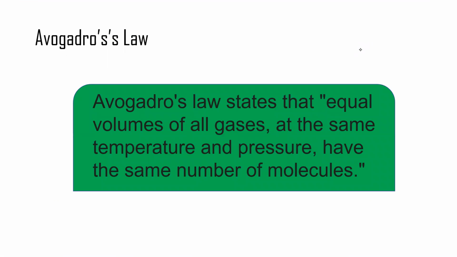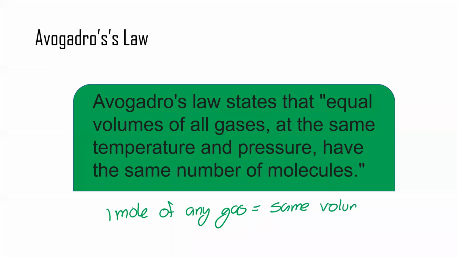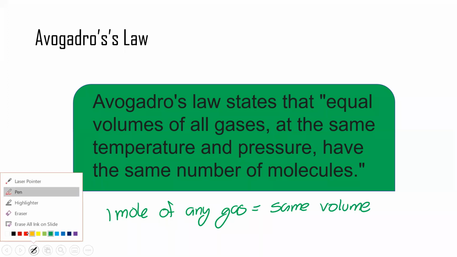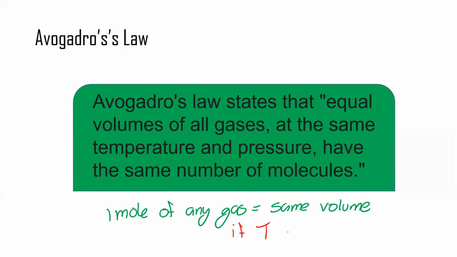Avogadro's law states that equal volumes of all gases at the same temperature and pressure will have the same number of molecules. What this means is 1 mole of any gas equals the same volume if and only if temperature and pressure are constant. So this is something very important. We won't be working any questions related to this, but you will have a couple of questions in your worksheet. So if you do have any problems, please feel free to ask. But this is something very, very important.